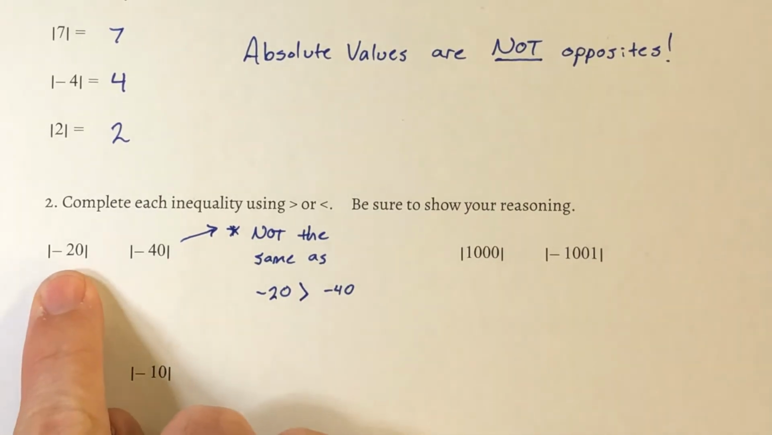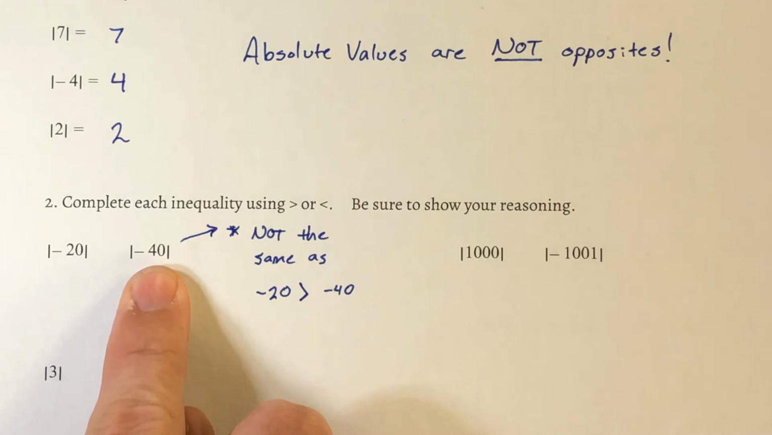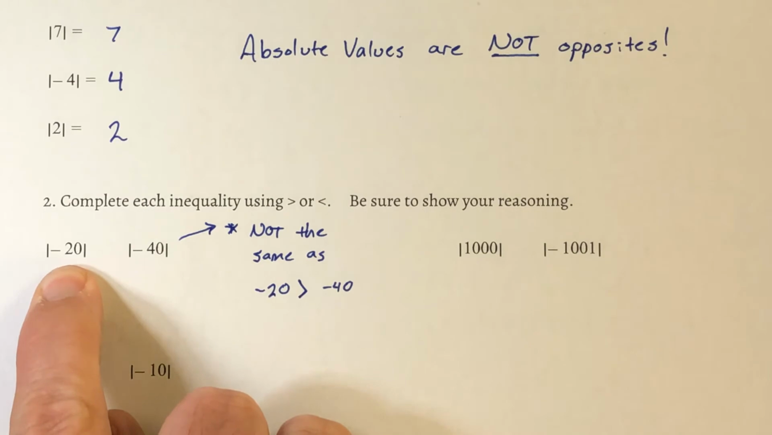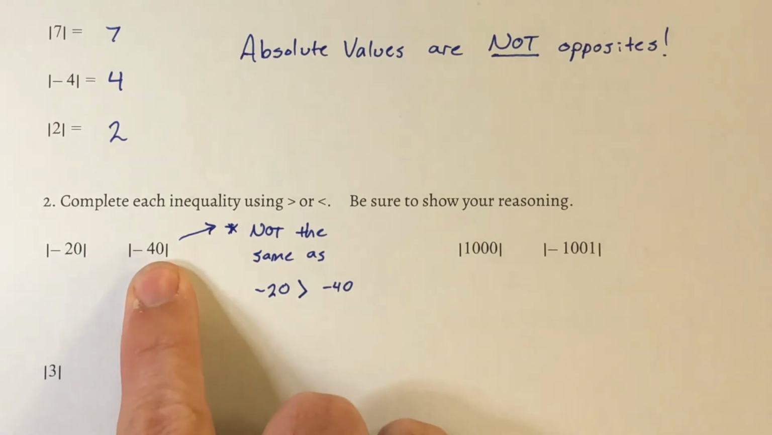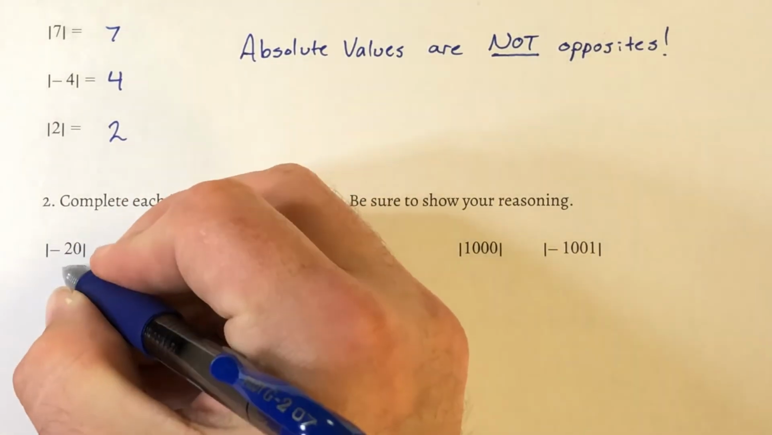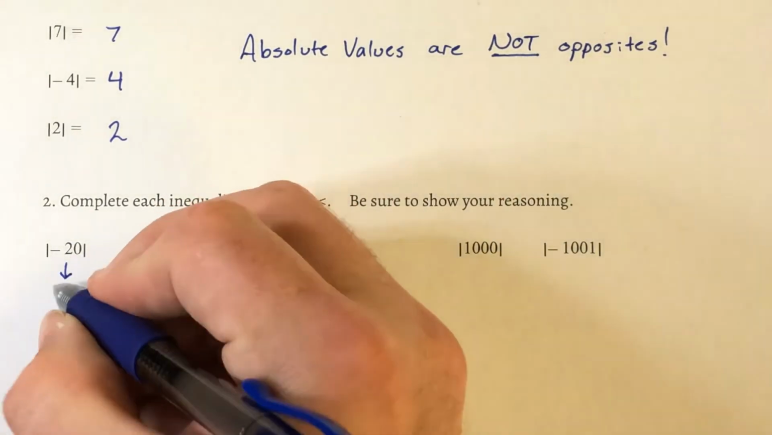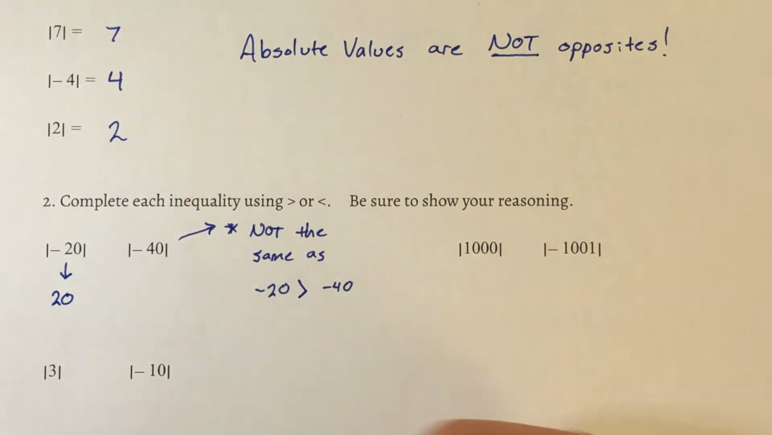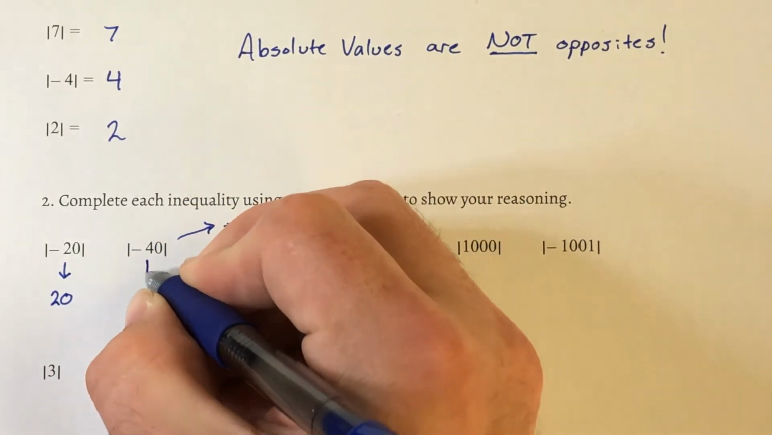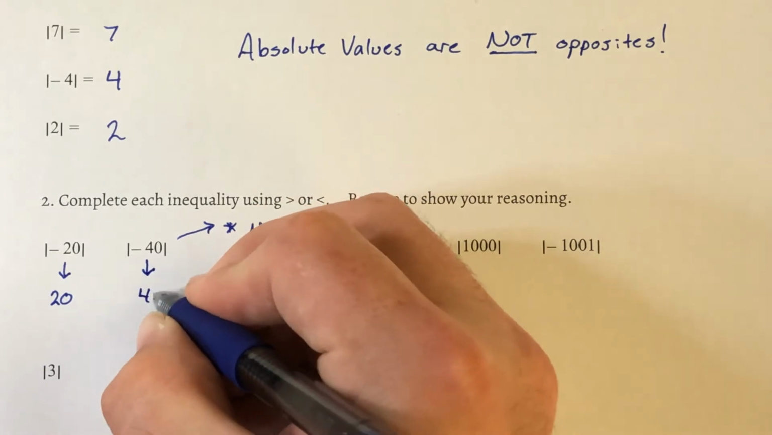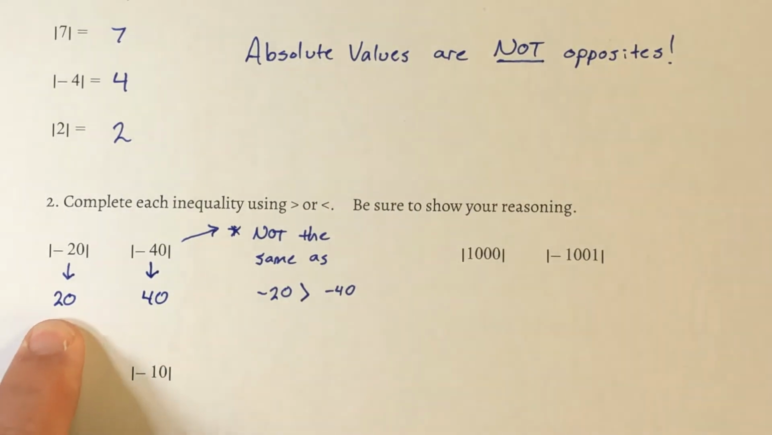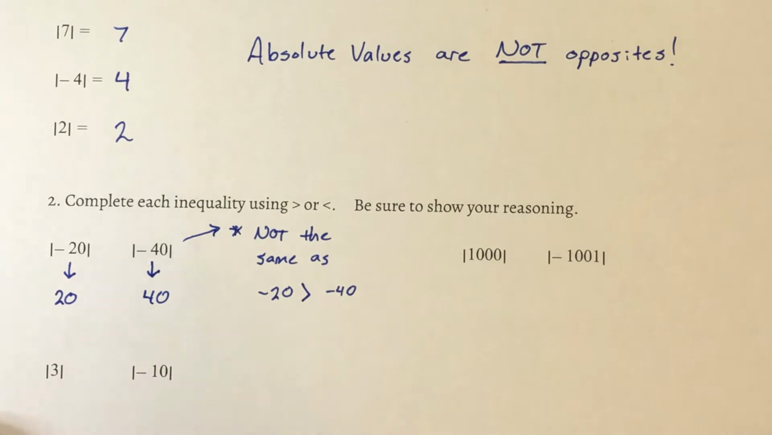Now with absolute value of negative 20 and negative 40, what am I really comparing? I'm comparing their distances from 0. So we're saying, does negative 20 have a bigger or smaller distance from 0 than negative 40? Well, to do that, our work is going to be to calculate their distance from 0 first. So absolute value of negative 20, how far is it from 0? 20 away. Absolute value of negative 40, how far is it away from 0? 40 away. Now, which one is larger, 20 or 40? Well, 40 is.